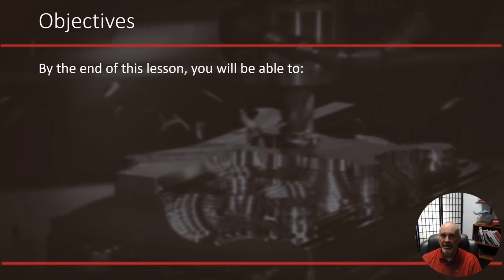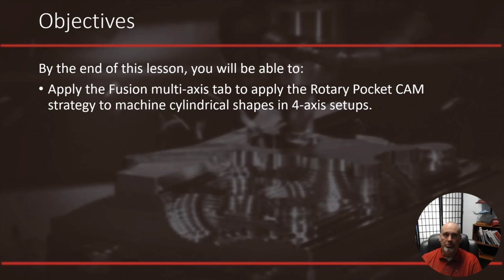By the end of this lesson, the objectives are that you'll be able to apply the Fusion Multi-Axis tab to apply Rotary Pocket CAM strategies to machine cylindrical shapes in 4-axis setups, and apply CAM in 5-axis CNC mill applications to industry standards.